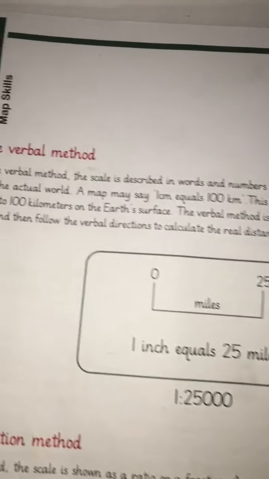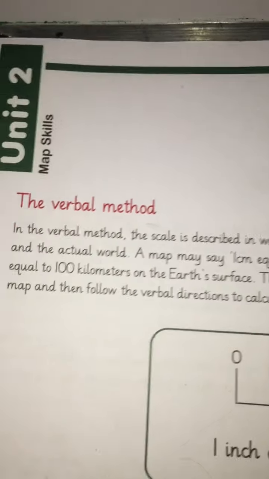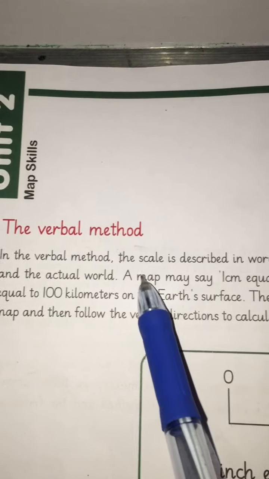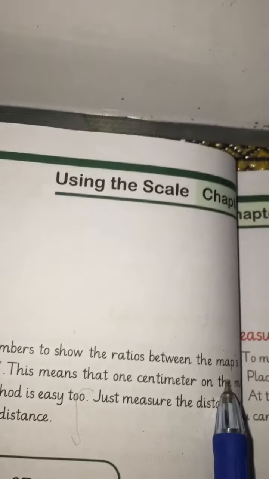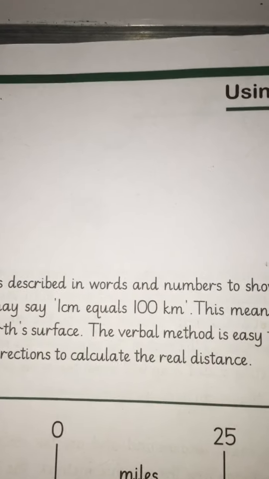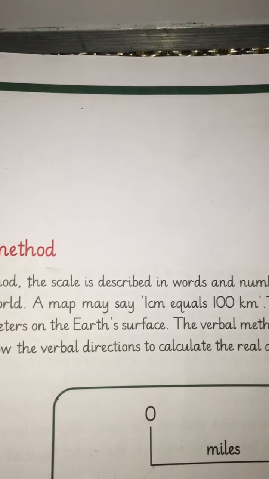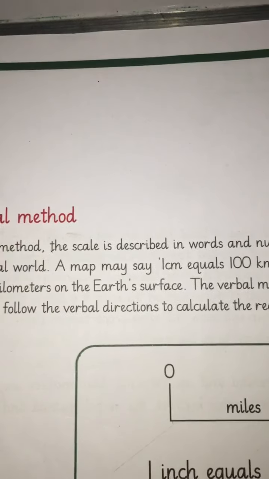Now let's start the second method to show the scale, the verbal method. On textbook page number 18. As you can see here, in verbal method, the scale is described in words and numbers to show the ratio between the map scale and the actual world. That is, the ratio shown between the actual world and the map scale, we take it in words and in numbers.